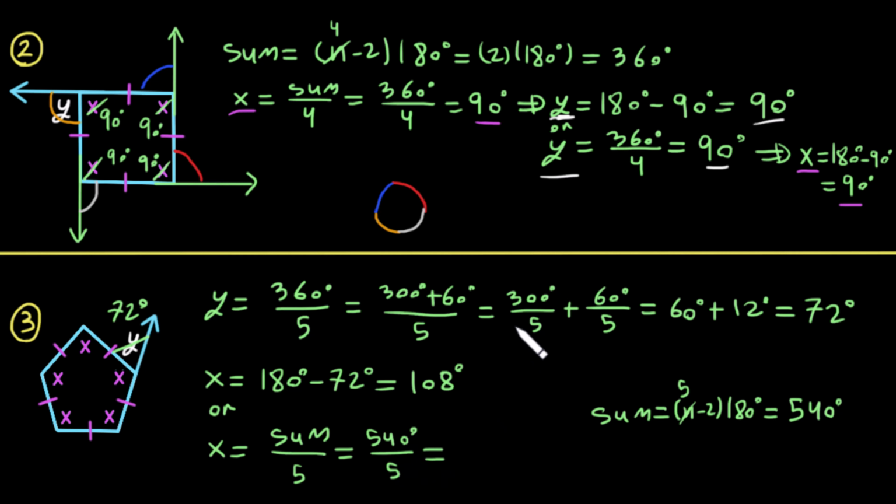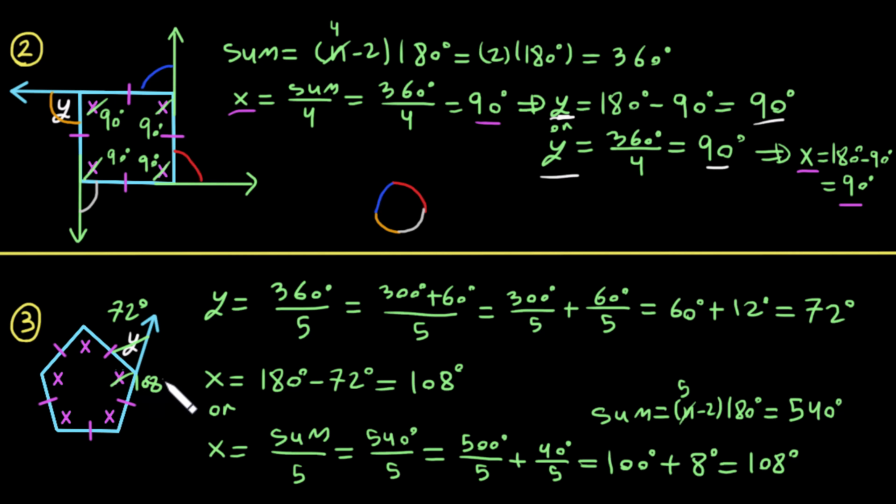The same thing, we can split it like this, but I will make it faster here. It will be like 500 degrees divided by 5 plus 40 divided by 5. So 5 divided by 5 is 1, and we put 0, 0, plus 40 divided by 5, which is 8. So the answer is 108 degrees. So the answer of this x is equal to 108 degrees, which is the same as here. So this x is the same as this x, and the same thing for y.